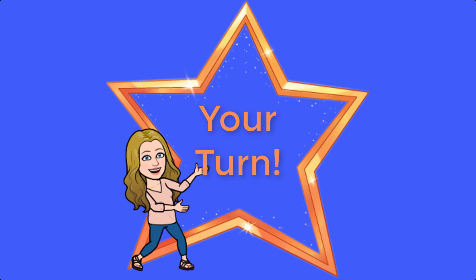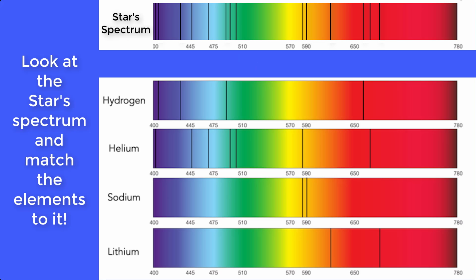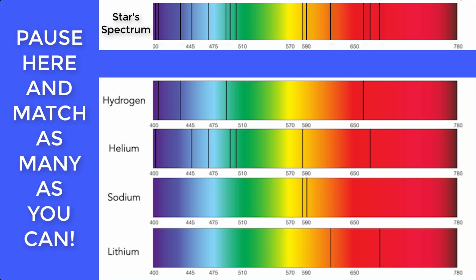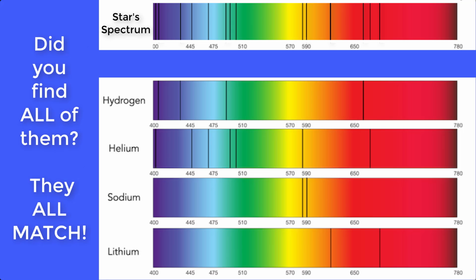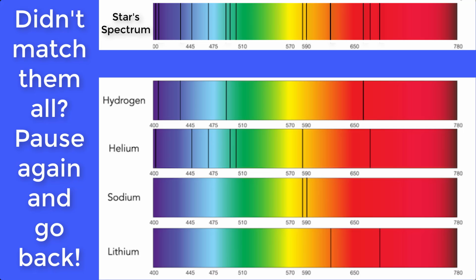Okay, now you try one. Look at this star spectrum and match the individual elements to it. How many can you find? Pause here and try it out. Did you find all of them? If you did, great job. If not, go back and match up each individual element.